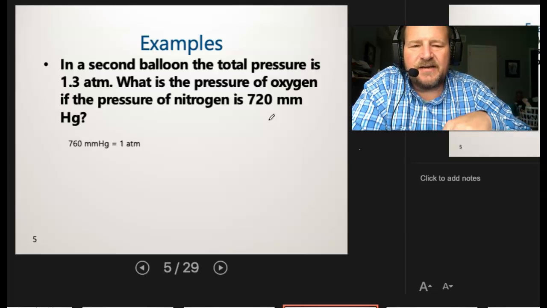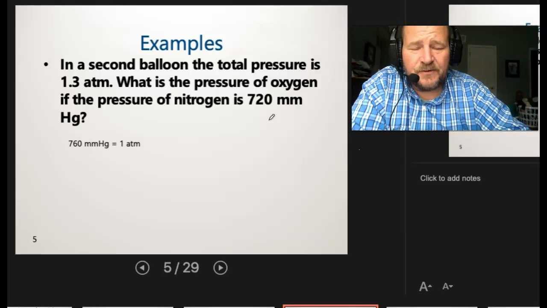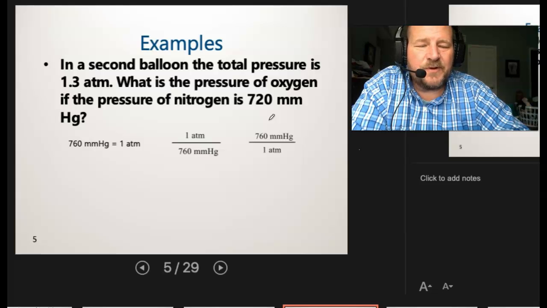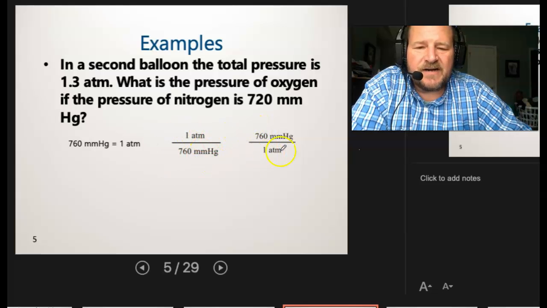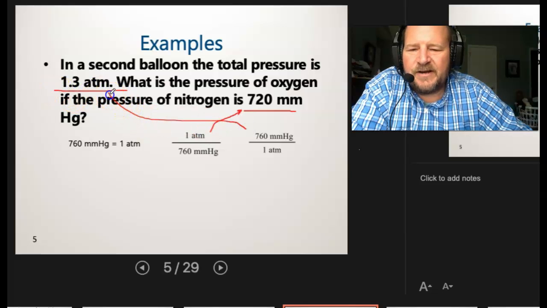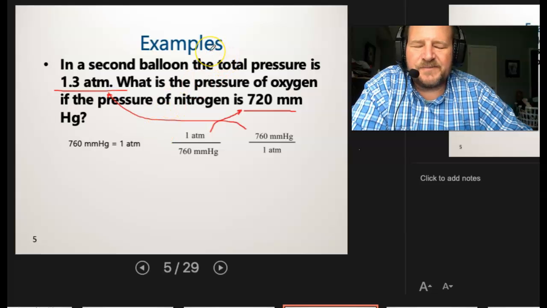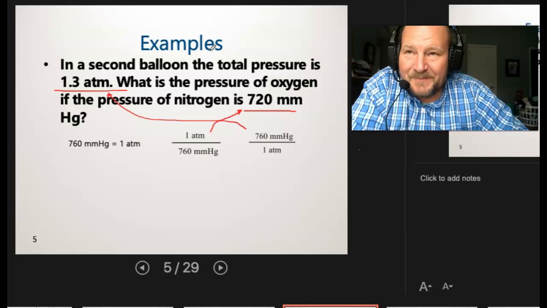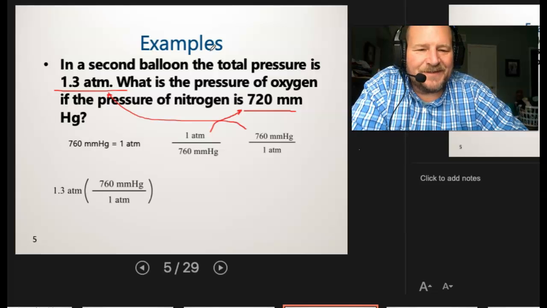Now I just need to decide what unit I want to be in to answer this question. I'm going to pick atmospheres or millimeters of mercury. It doesn't matter which one we pick. These are my 2 conversion factors. We've seen this before, right? If I want to answer in atmospheres, then I'm going to take the 720 and convert that into atmospheres. If I want to answer in millimeters of mercury, then I'm going to take the 1.3 and convert that to millimeters of mercury using the 760 millimeters of mercury over 1 atmosphere.